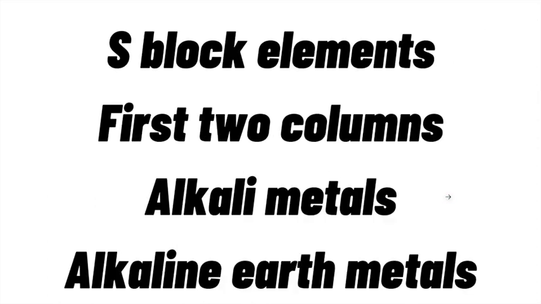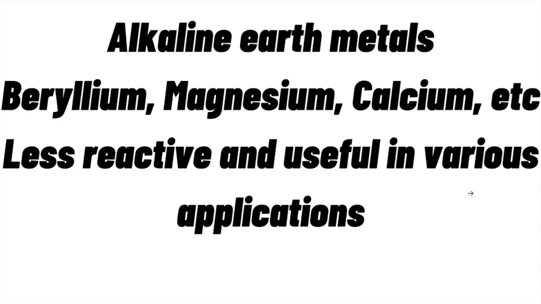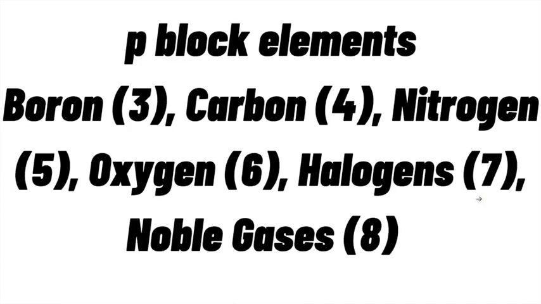S block elements are the first two columns, which are called alkali metals and alkaline earth metals. Alkali metals are lithium, sodium, potassium, etc. They are very reactive and good conductors of electricity. Alkaline earth metals, the second column, are beryllium, magnesium, calcium, etc. These are less reactive compared to alkali metals like sodium, but they are very useful in various applications.